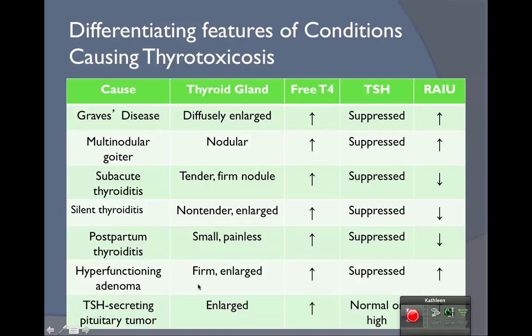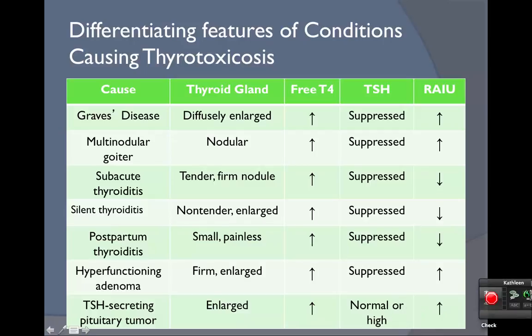Hyperfunctioning adenoma, your gland will be firm, enlarged, you'll have an increased free T4, and you have a suppressed TSH, and again, an elevated radioactive iodine uptake. TSH secreting pituitary tumor, you'll have an enlarged thyroid gland, an elevated free T4, TSH that is normal or high, and elevated radioactive iodine uptake.